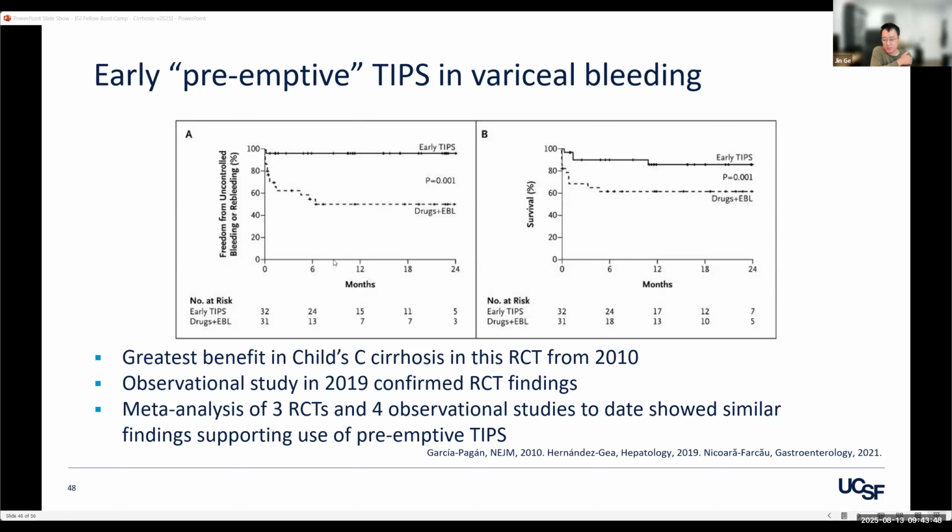A salvage TIPS is a TIPS that's placed as a last-ditch effort to stop the bleeding. In those situations, you should not worry about the MELD score. You should not worry about whether you're Child B or C. You should just proceed to control the bleed. I think this is a point that a lot of times people get wrong. But in those situations, the TIPS is absolutely indicated in the acute situation to get the bleed under control.